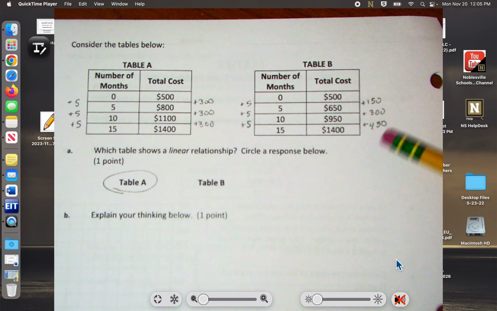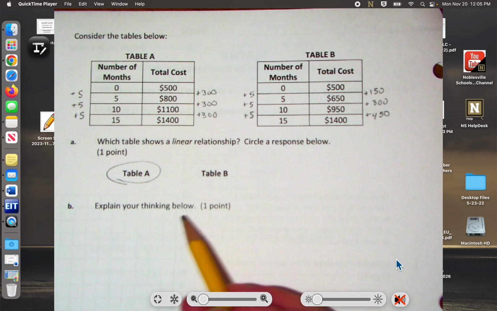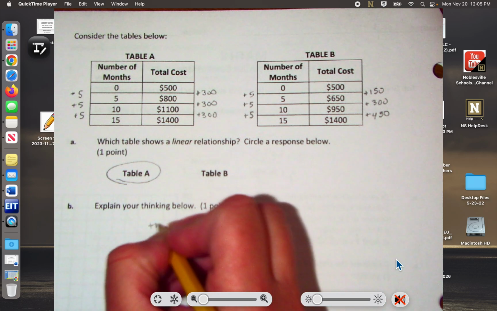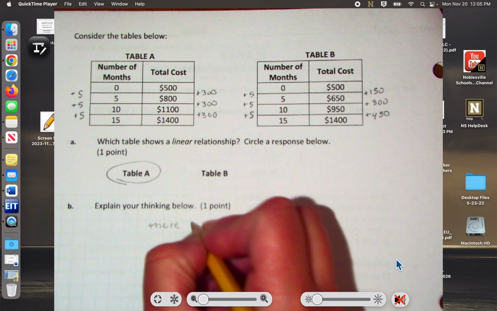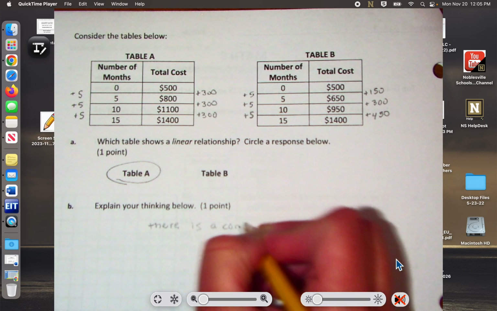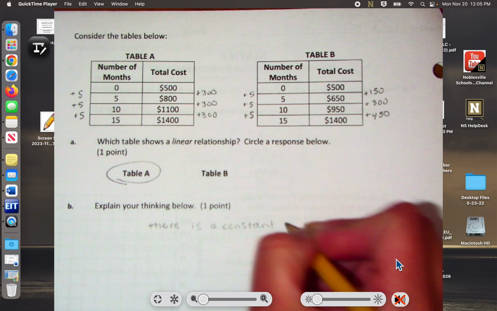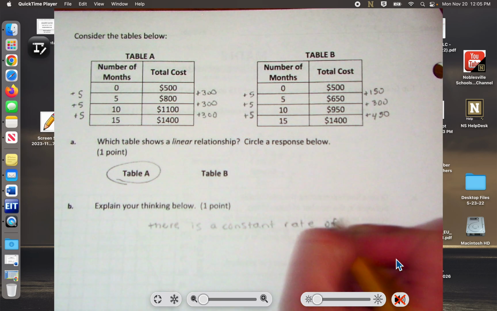So the next one I would be adding how much? 600, right? And then it would be plus 750. Like I'm adding the next increment. It's a nice pattern, but it's not linear. So explain our thinking. There is a constant rate of change.